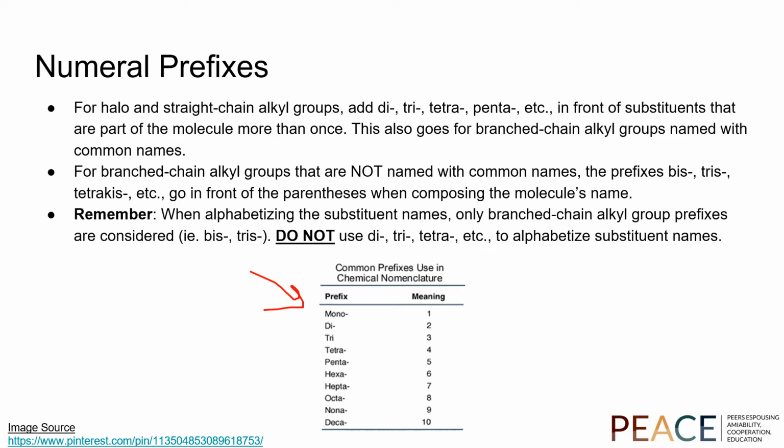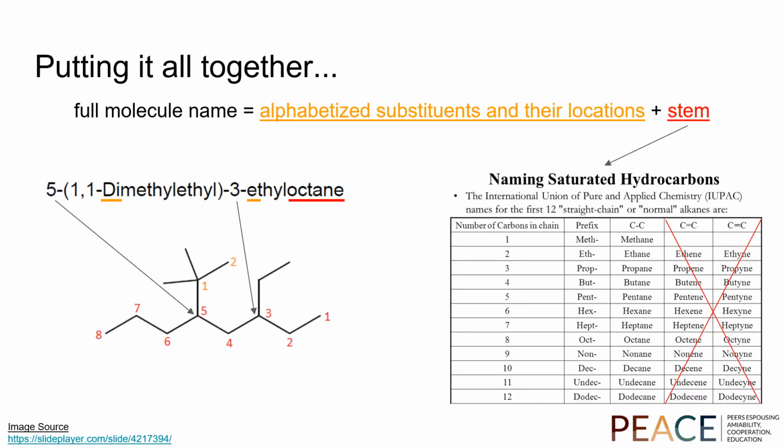These aren't very common, so I wouldn't worry too much about memorizing these particular prefixes. You'll definitely want to know all that are found in the table below. Once again, don't forget that only the prefixes of branched chain alkyl groups are factored into alphabetizing the substituents. So to put it all together, the full molecule name will take the form of the alphabetized substituents and their numerical locations, followed by the stem name, which will depend on the number of carbons in the longest carbon chain. You should memorize the stem names for chains ranging from 1 to 12 carbons in length, which are listed in this table.